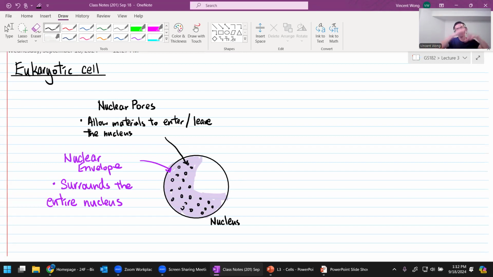But if the whole thing is wrapped, then there's no access, right? So by having a little bit of pores opening here and there, things can go in and out. But it's not unregulated. Everything is deliberate in a cell. So there are ways to control what's allowed into the nucleus and what's not.